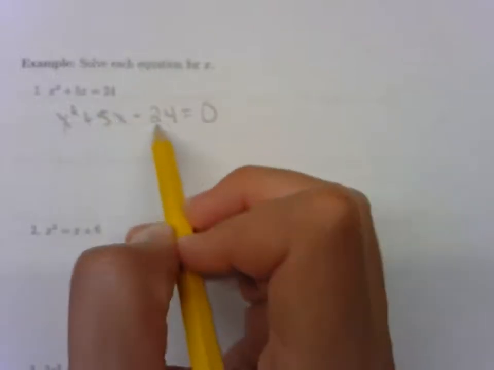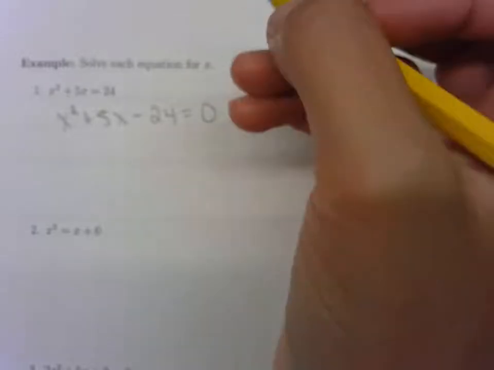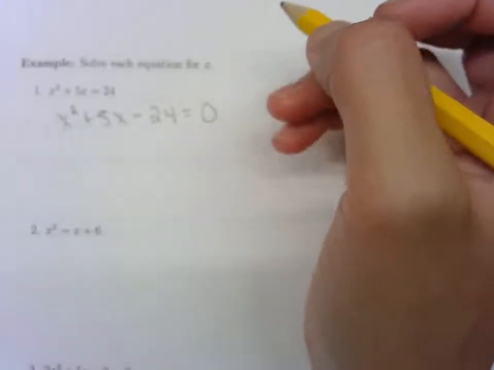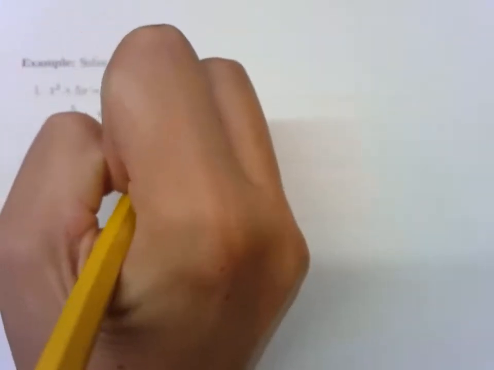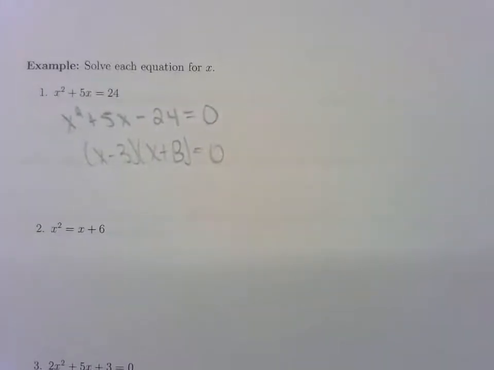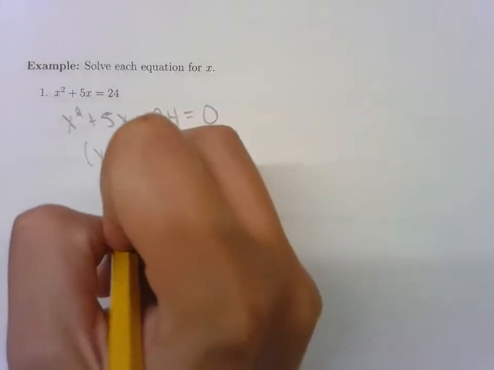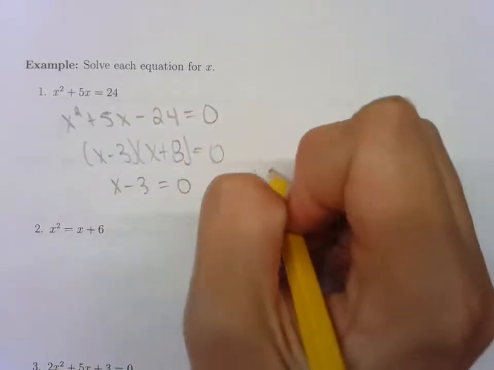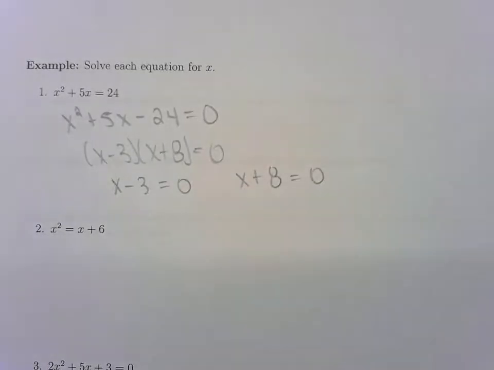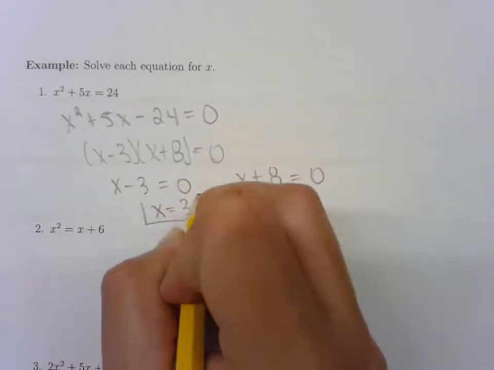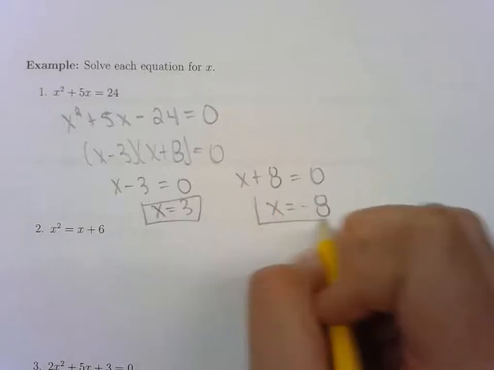We're looking for two numbers that multiply to negative 24 and add to 5. I'll have to think about this one. Negative 3 and positive 8. So x minus 3 times x plus 8 equals 0. Now since one side is equal to 0, we can set each one equal to 0. So x minus 3 equals 0, x plus 8 equals 0. That's by the zero product rule. That gives us x equals 3 and x equals minus 8.